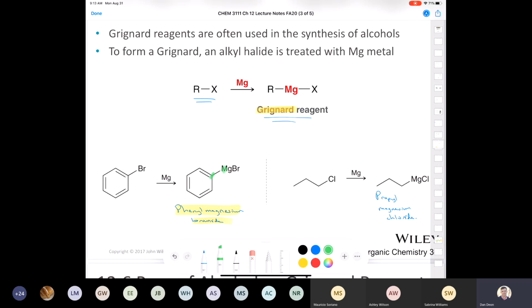Anyway, I want to talk about this cool bond here between, and I'm sure somebody's thinking about it already, between a carbon and a metal. Like, well, that's kind of interesting. I get this carbon metal bond. What the heck is that?